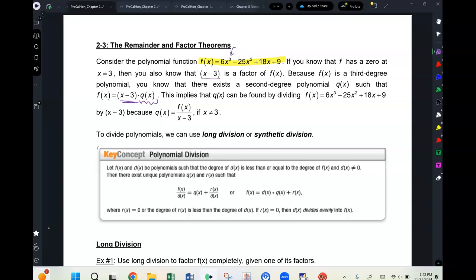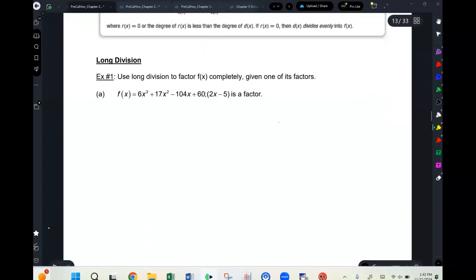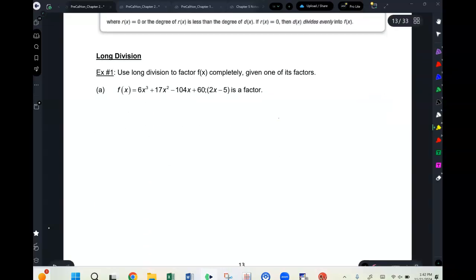So how do we find that other q of x? Well, we say f of x divided by x minus 3 will give us q of x. How do we do that? Well, either long division or synthetic division, which we learned last year. So let's remind ourselves of long division.